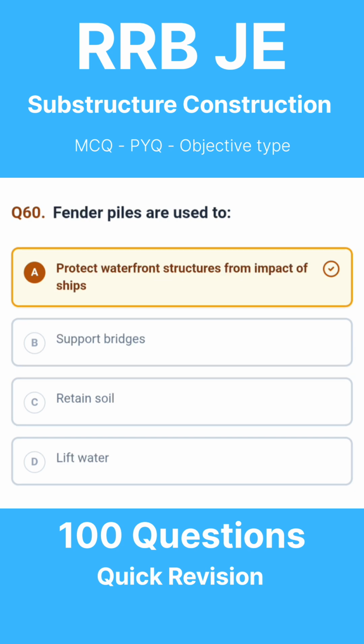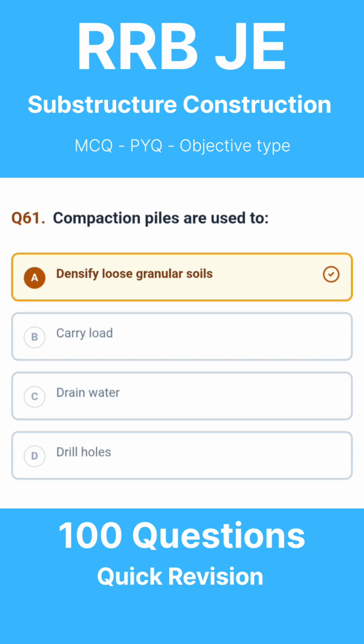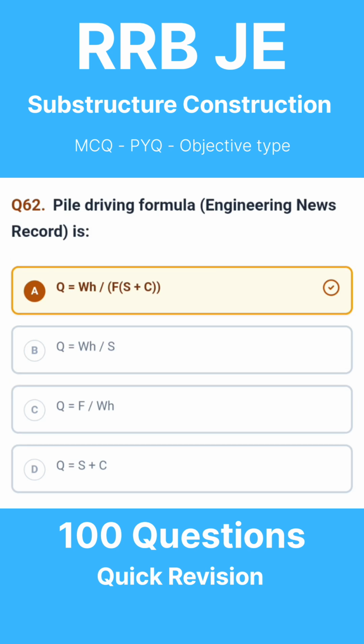Question 60. Fender piles are used to. The correct answer is protect waterfront structures from impact of ships. Question 61. Compaction piles are used to. The correct answer is densify loose granular soils. Question 62. Pile driving formula, Engineering News Record, is. The correct answer is Q equals WH divided by FS plus C.